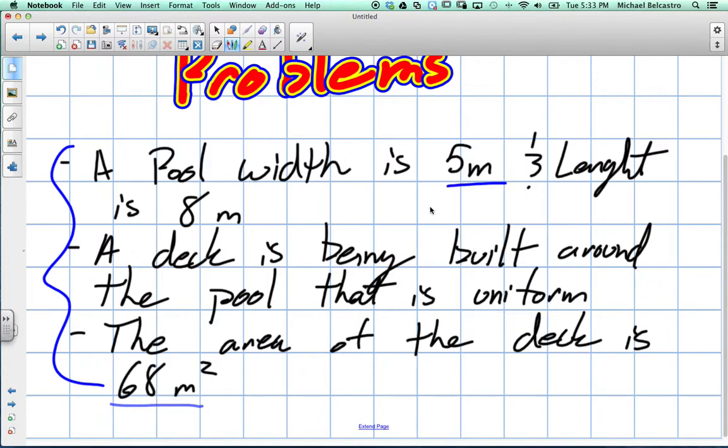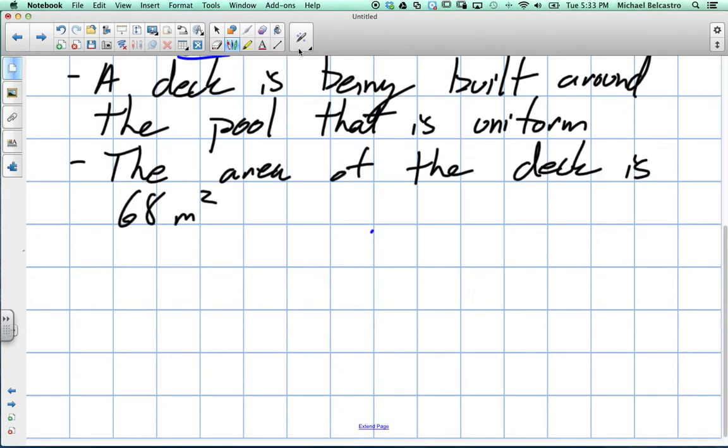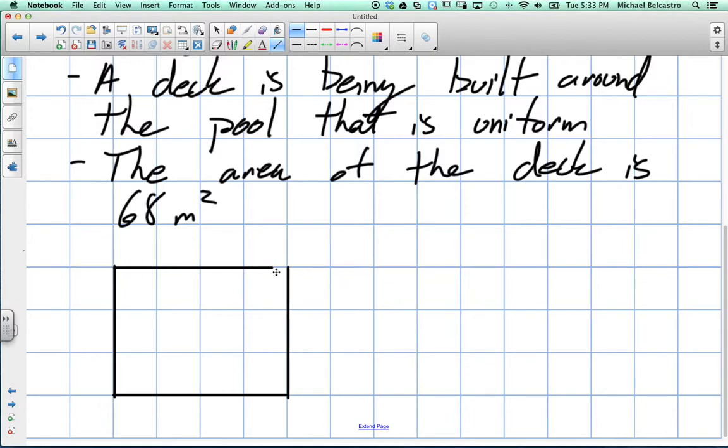So the pool's width is 5 meters and the length is 8. So I'm going to try to draw a picture of this. I always find that very helpful when working with word problems. I'll try to make it as realistic as possible. So my width is 5 and my length is a little bigger. It's 8. So let's say that this is our pool. This is 5 meters and this is 8 meters. Perfect. So here's our pool.